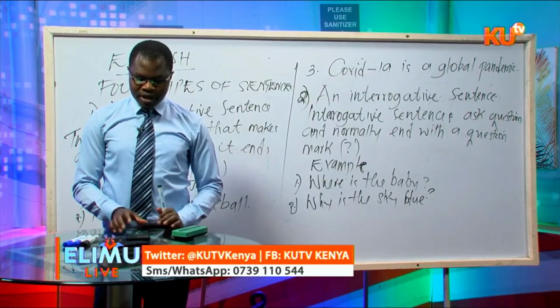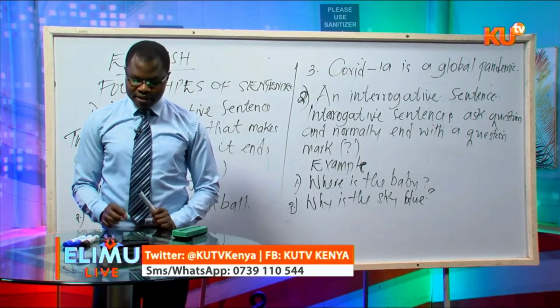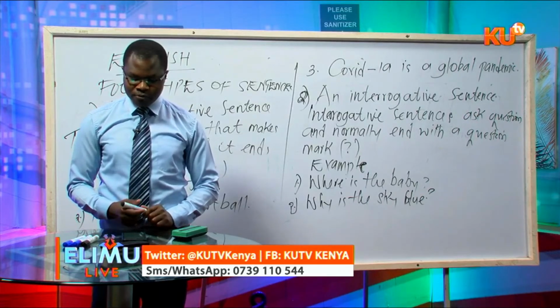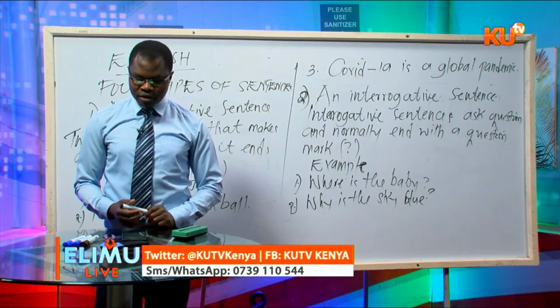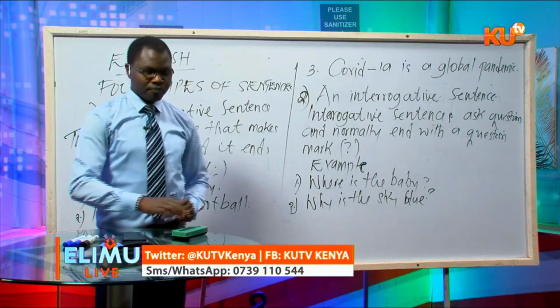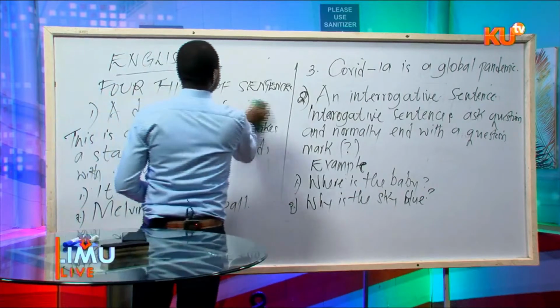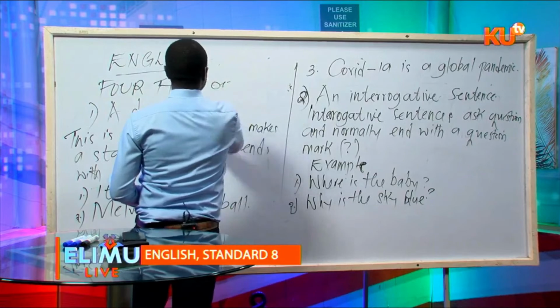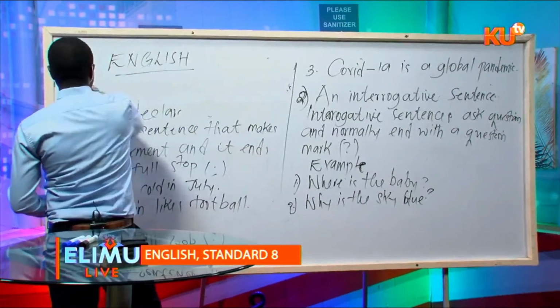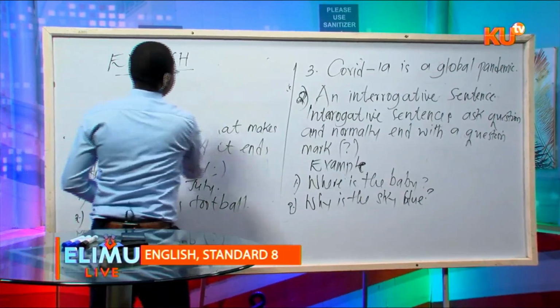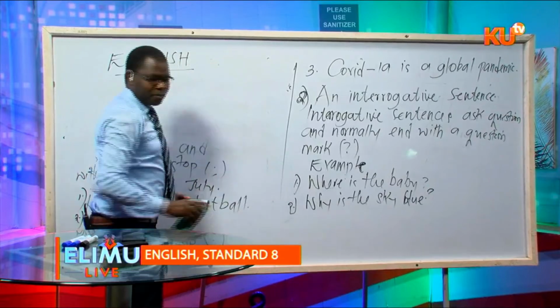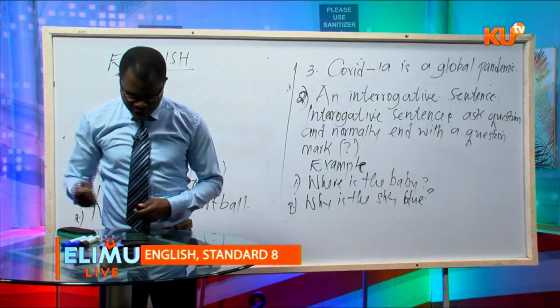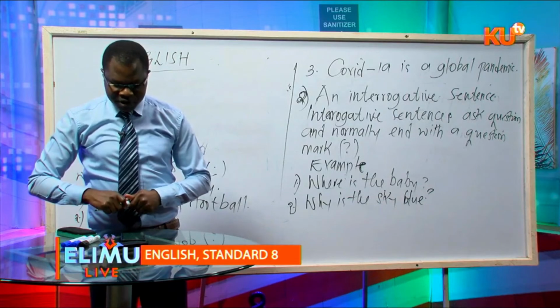Then we have another example of a sentence. We are looking at examples of sentences, and there are 4. Example number 3 of a sentence is what we call an exclamatory sentence.